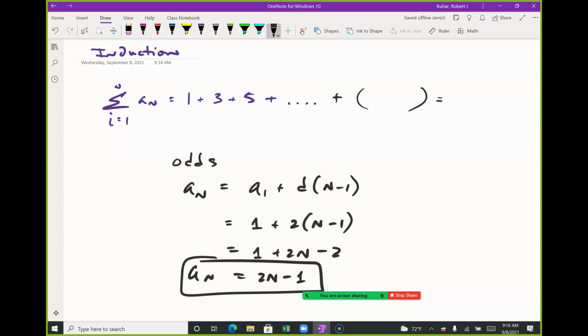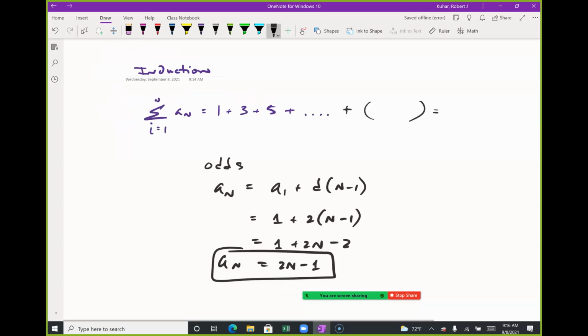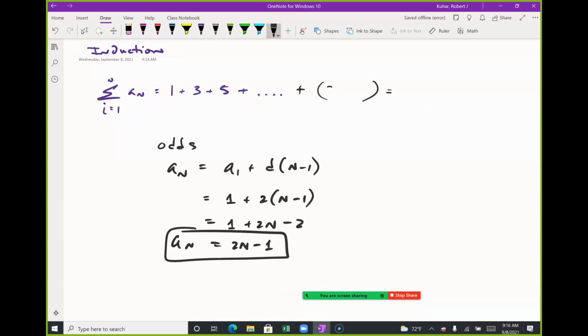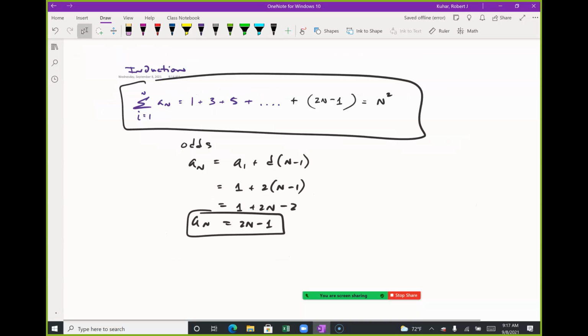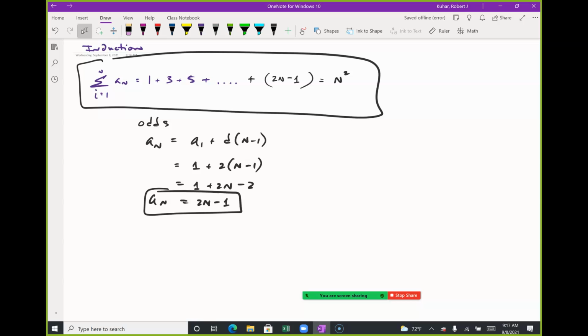You're going to see a problem just like this on your test, right? So I know my last term is 2n minus 1. And obviously I'd be able to get the next term, and that's the secret for induction, okay? But what does this add up to takes a little bit more work, right? What does this particular thing add up to is n squared. And that's kind of unbelievable a little bit, that this thing will add up to n squared.